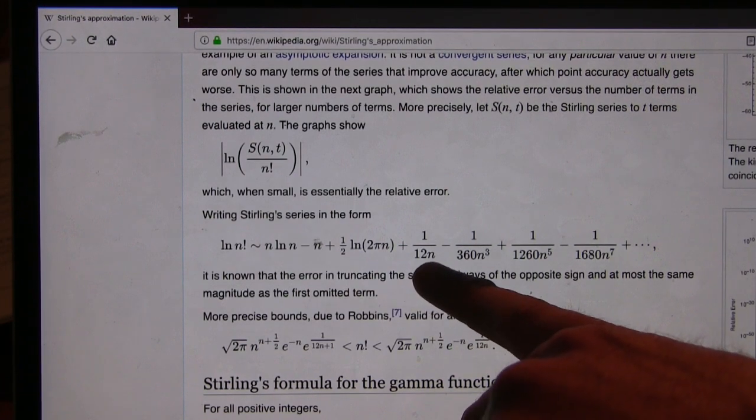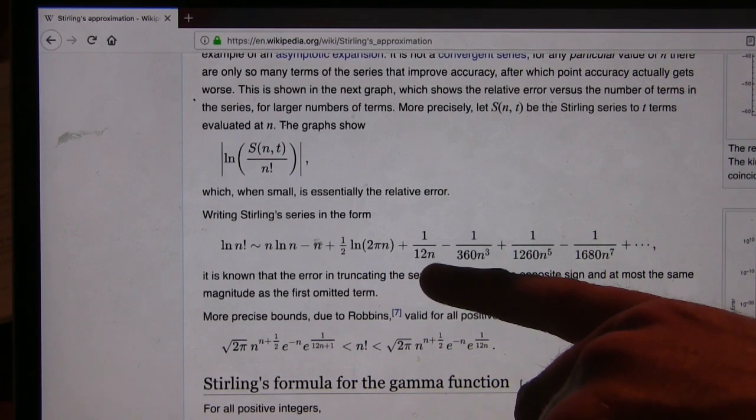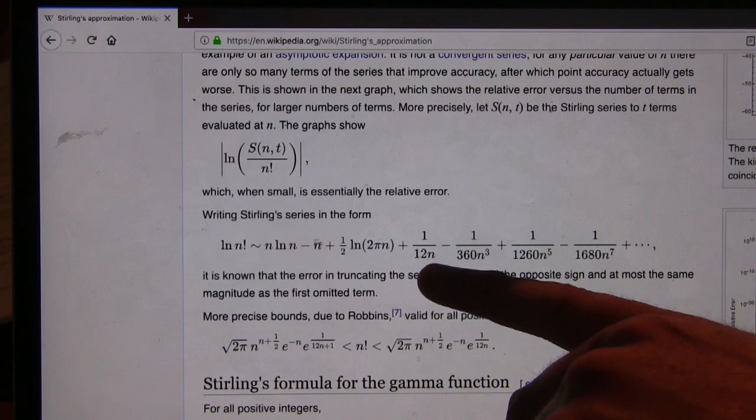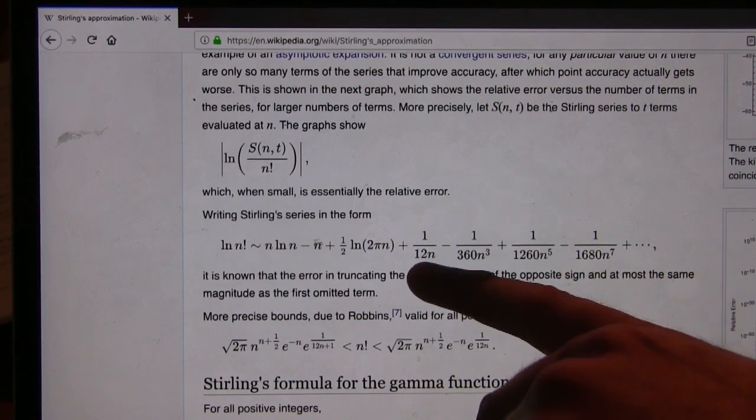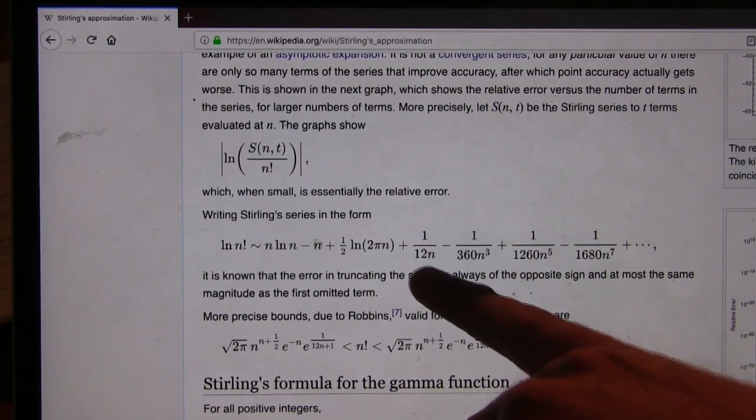And then this term we would be starting to get right at, we were looking at 10 million, or no, sorry, 1 million. And that would be 12 million.